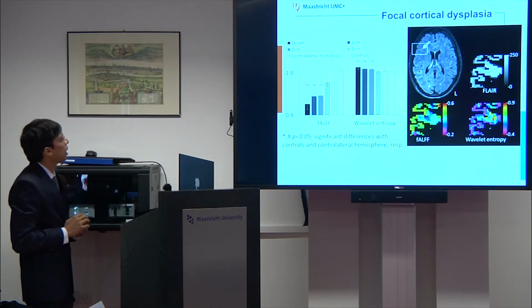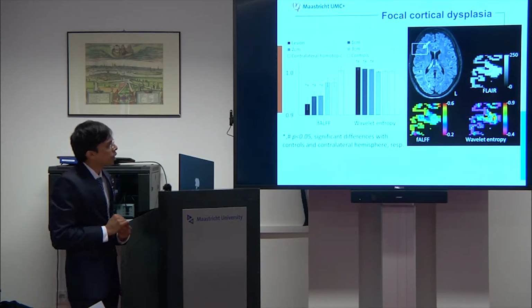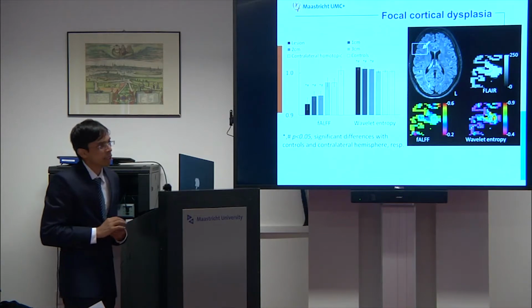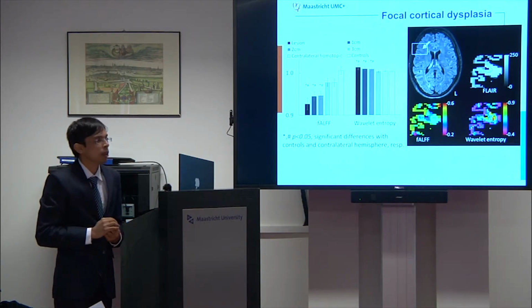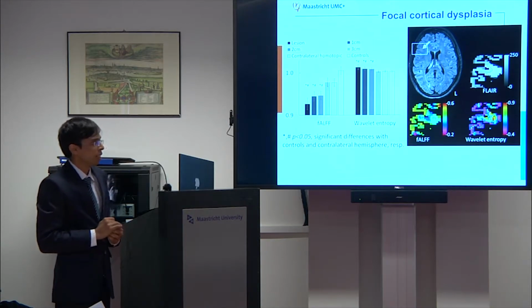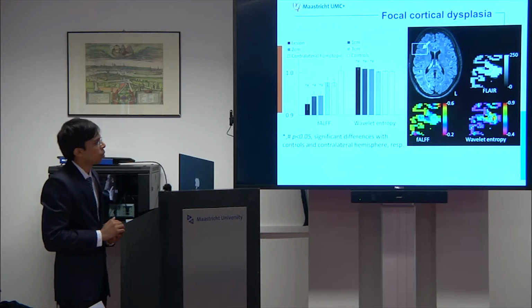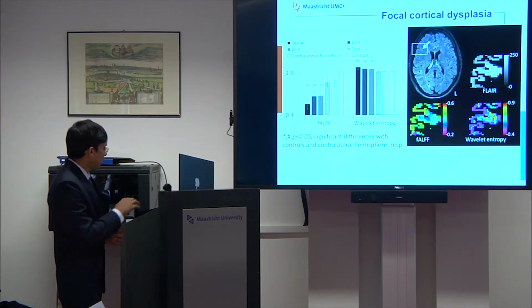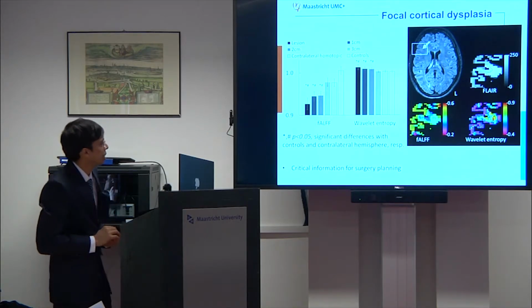At the group level, it was found that amplitude was significantly lower and wavelet entropy was significantly higher in the FCD lesion and the regions up to 2 centimeters from the FCD lesion compared to the contralateral homotopic region and the controls. This is an interesting result and could be critical information for surgery planning.